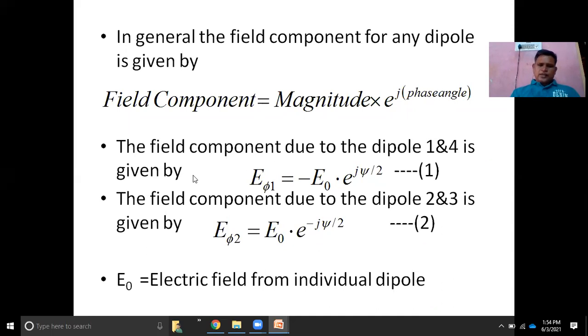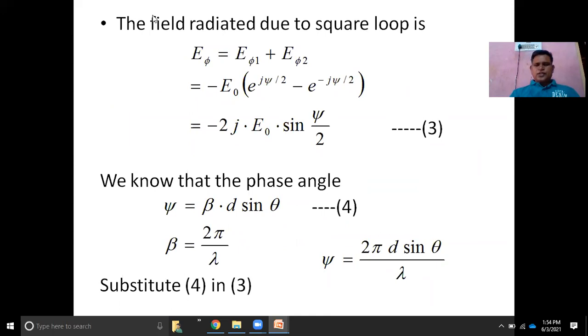Therefore, the total field radiated due to the square loop is E_φ equal to E_θ1 plus E_θ2. In this way, for a loop antenna, we calculate the electric field intensity and magnetic field intensity. Now substituting E_θ1 and E_θ2, we get E_φ, the total radiated electric field intensity. Using (e^(jθ) − e^(−jθ))/2j equal to sin θ, we can write this as 2j times sin(ψ/2), where θ is ψ/2. So the total electric field intensity is equal to −2j E₀ sin(ψ/2).